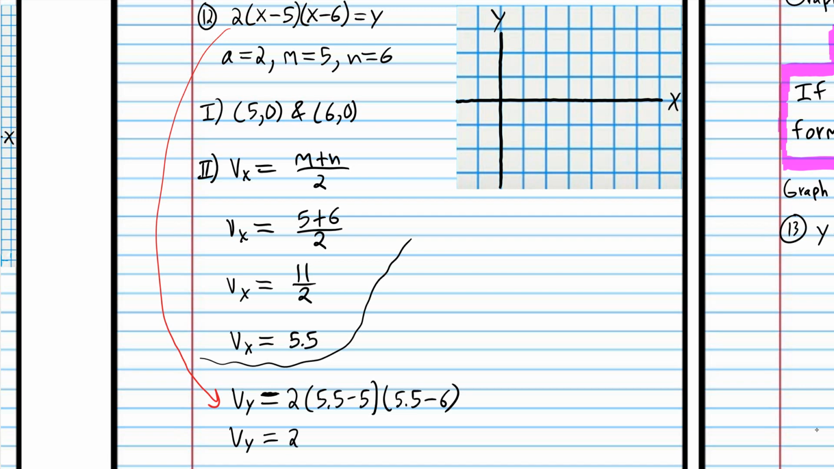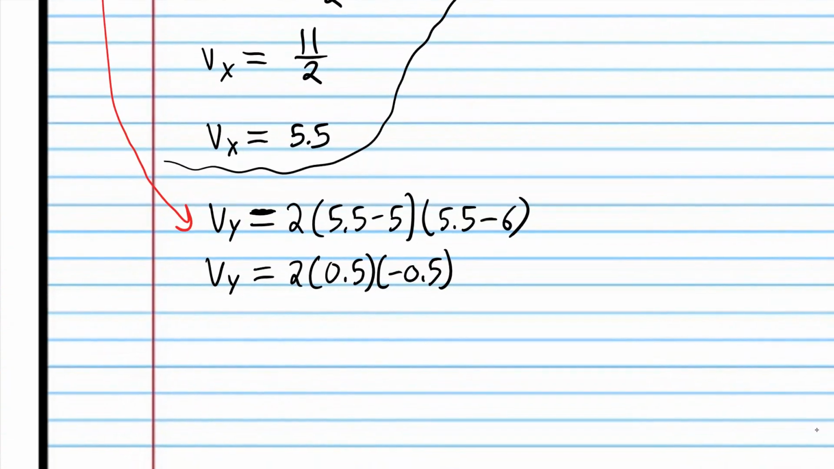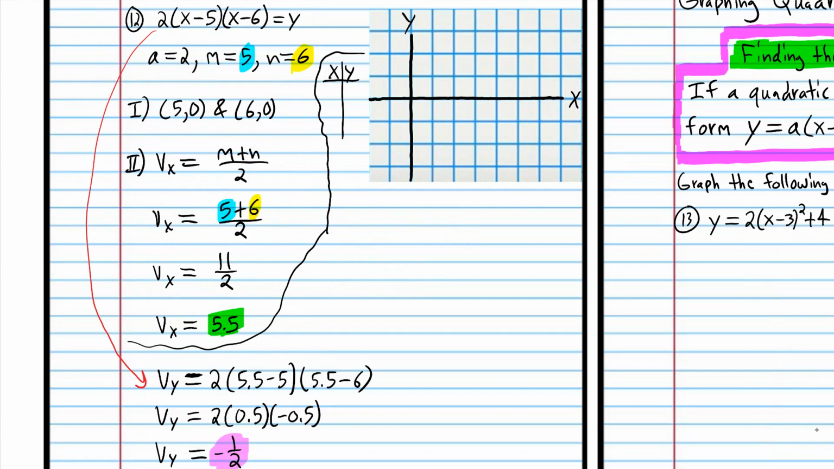And we get 2 times 0.5 times -0.5. You can do that in your calculator if you want to, but if you do the math on that, we end up with -1/2. So we have 5.5, -0.5, and 5, 0 and 6, 0.